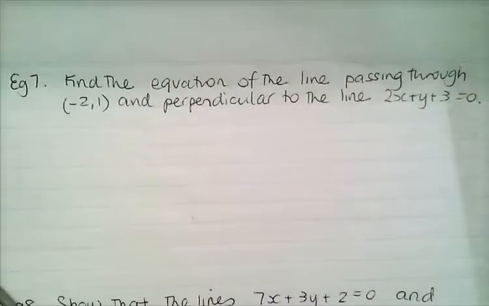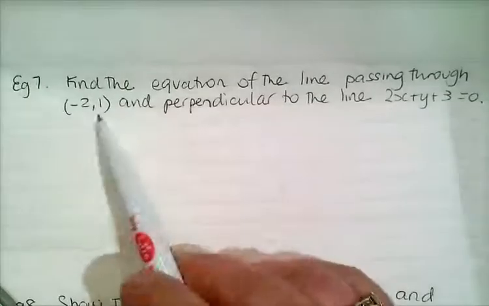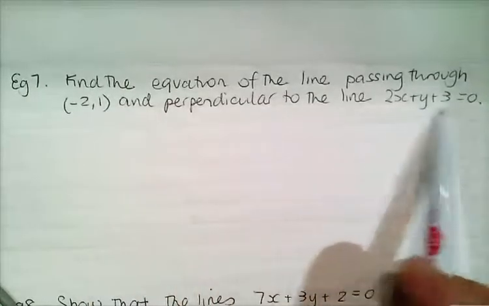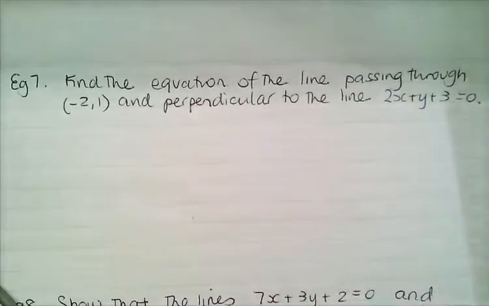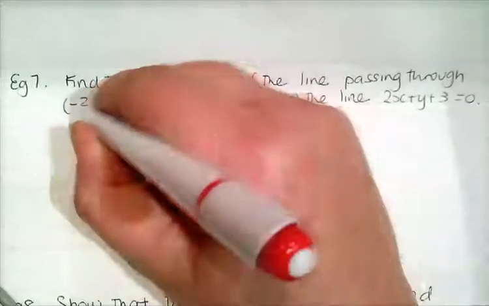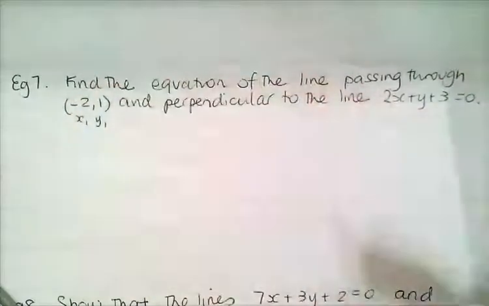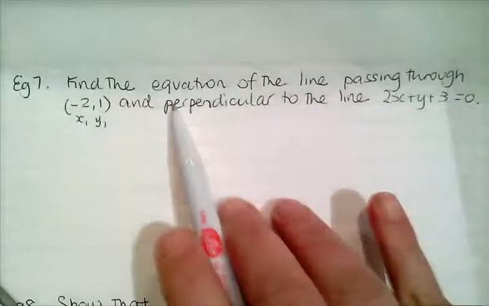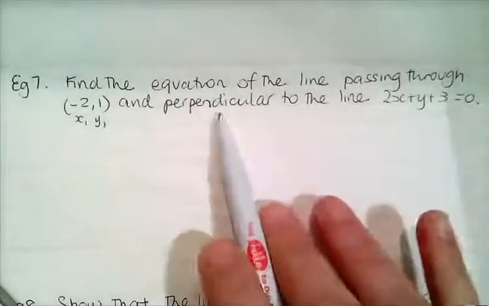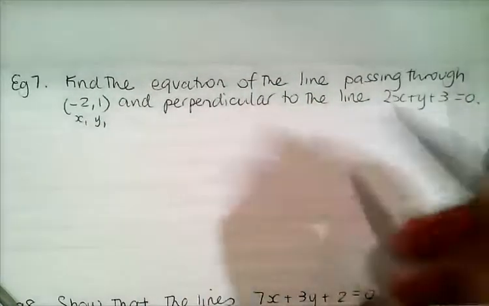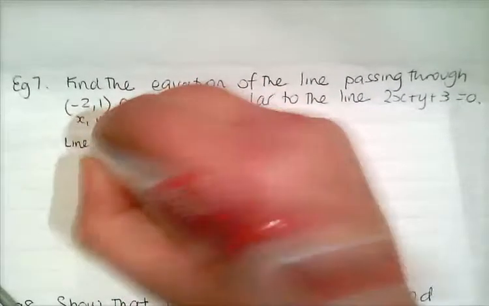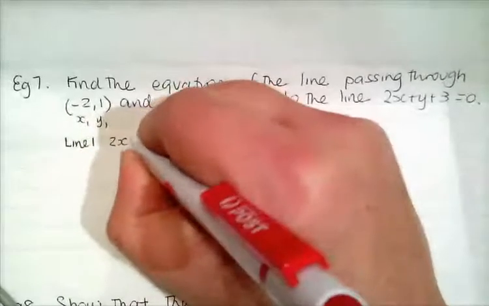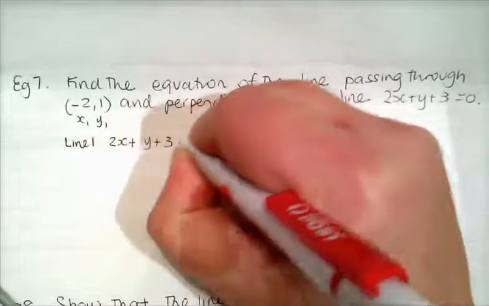Okay, in the next question, find the equation of the line passing through the point (-2, 1) and perpendicular to this line here. Now remember, to find the equation of a line, we're going to use the point gradient formula, and there's my point, x1, y1, and this information here gives me information about the gradient of the line that I want to find. Now, looking at the line that we've got here, line 1, this is 2x plus y plus 3 equals 0.